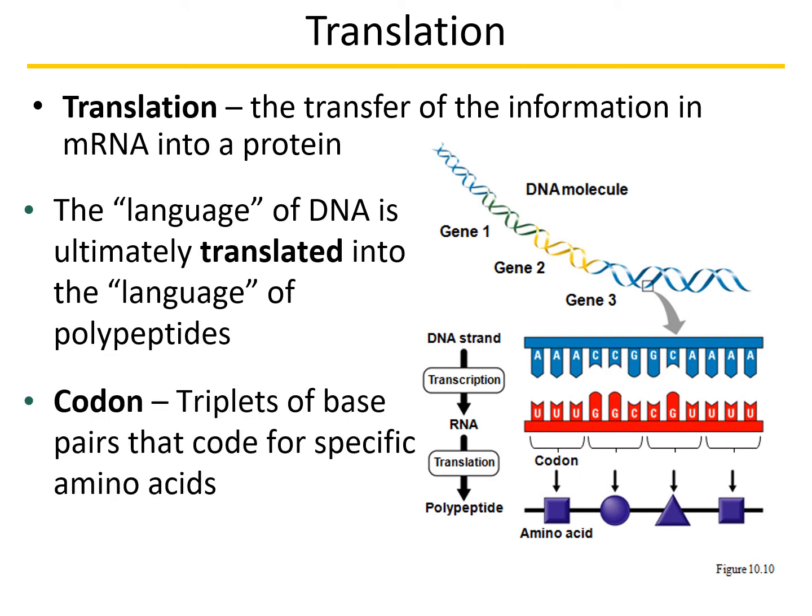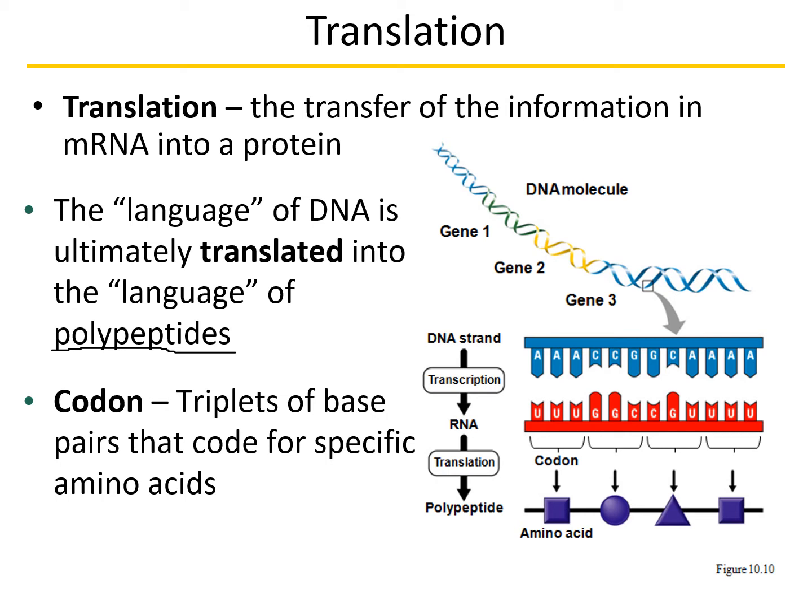All right, so translation is the transfer of the information in messenger RNA into a protein. And this is when the language of DNA is translated into the language of polypeptides. So polypeptides are basically just protein strands. Poly means many. Peptides, think peptide bonds that form between the amino acids. And codons are defined as triplets of base pairs that code for specific amino acids.